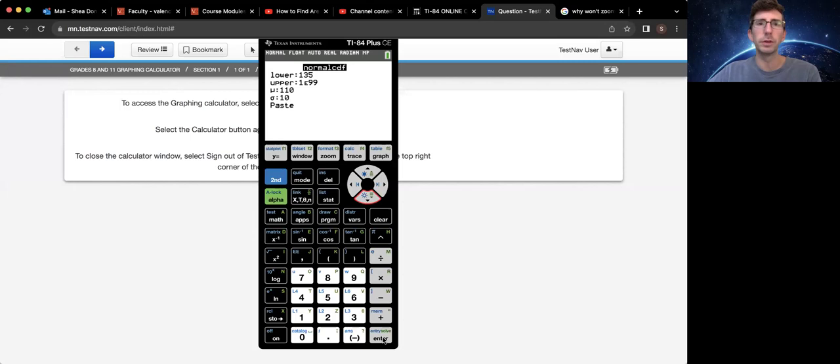So now I've got everything entered in. This is going to give me the area to the right of 135, right? Because I've put 135 as my lower, positive infinity as my upper. So from 135 to positive infinity, give me that area under the curve if I have a mean of 110 and a standard deviation of 10. So this is really nice in the calculator, right?